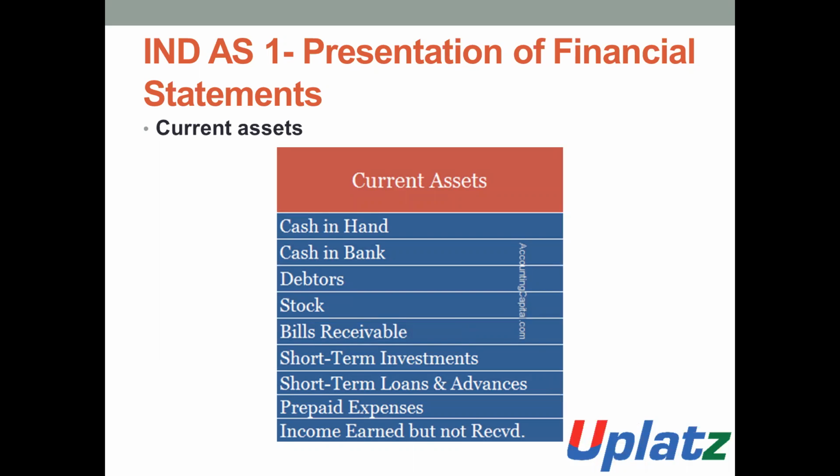What is the meaning of current assets? Current assets include cash in hand, cash in bank, debtors, stocks, bills receivable, investments, loans and advances, short term loans and advances, prepaid expenses, and income earned but not received.